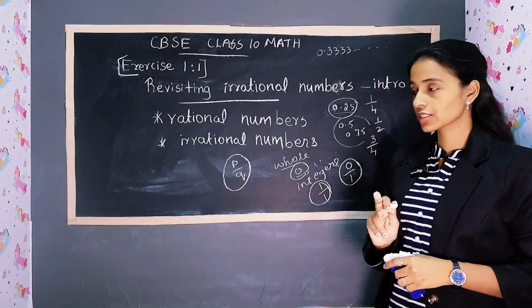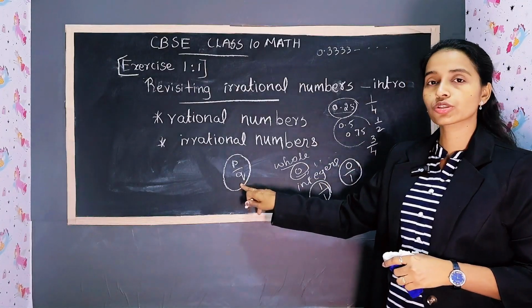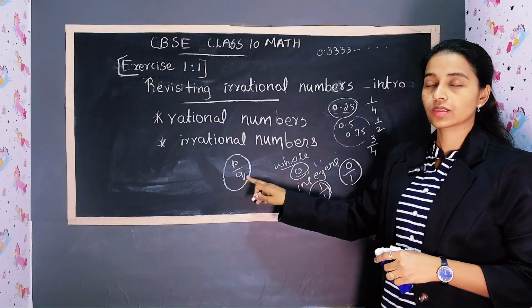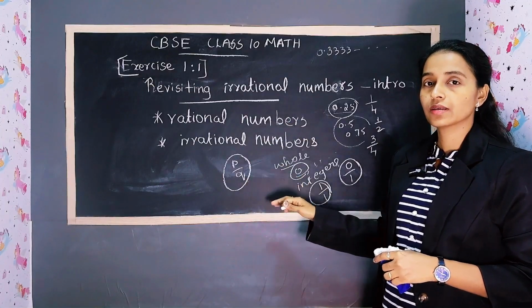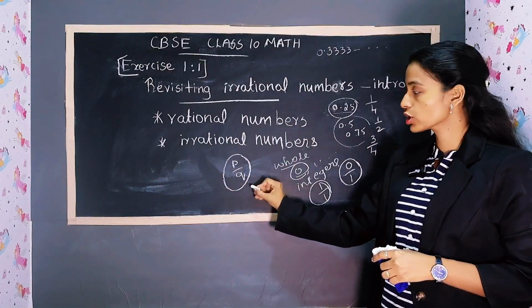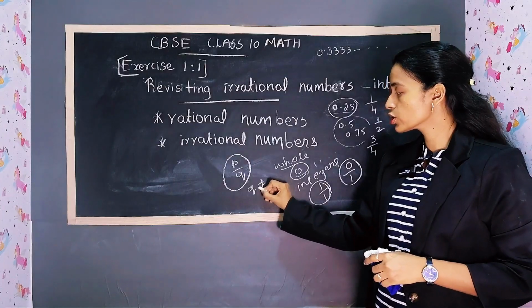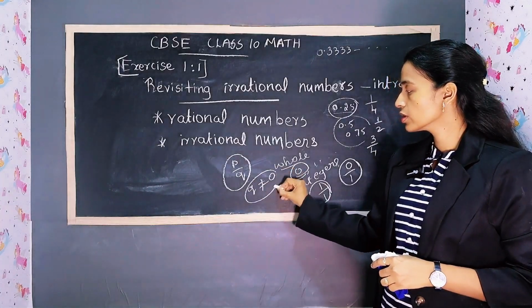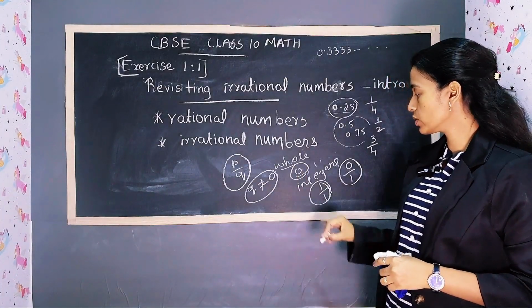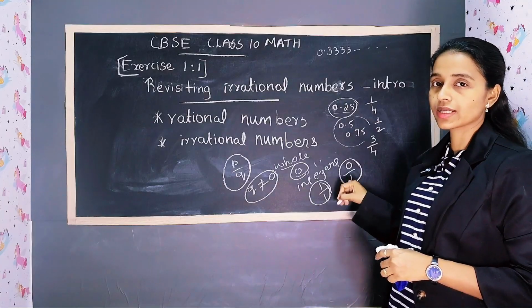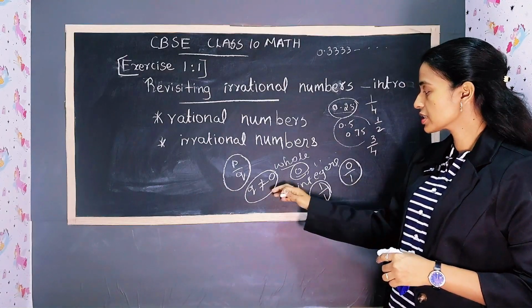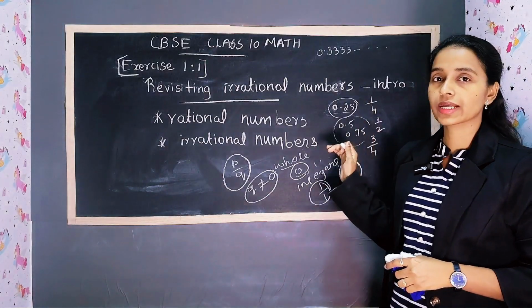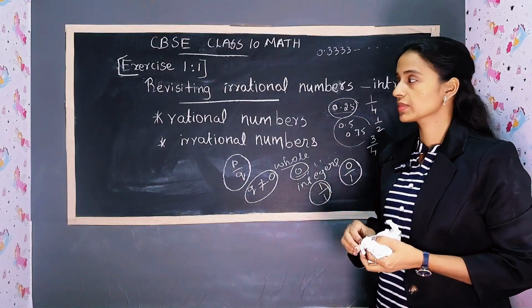But there is a condition. This Q should not be 0. There must be some number as a denominator. Q not equal to 0. Here we have 1, right? And this kind of numbers come under rational numbers.